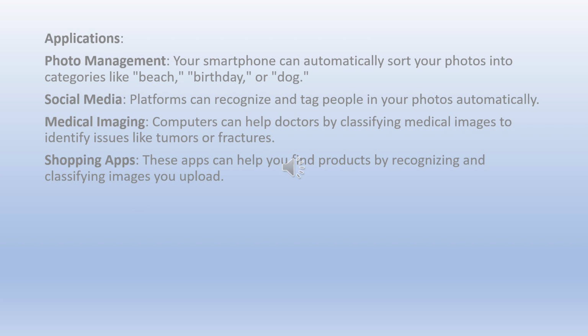Then on social media you also get classification when you upload a photo and want to tag a person. The algorithm on the social media platform tells you that these persons may be here, so we tag them. In medical imaging it can be used for classifying fractures or tumors in the human body. The same goes for shopping apps. Moving forward, there will be a table telling the difference between object detection and image classification.